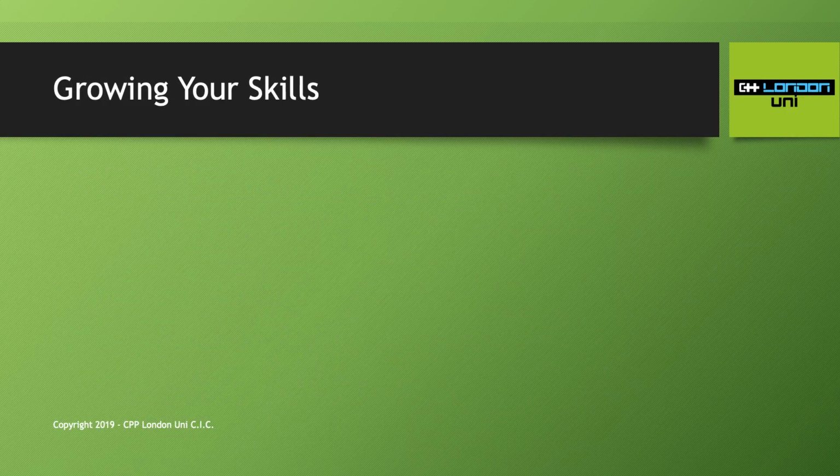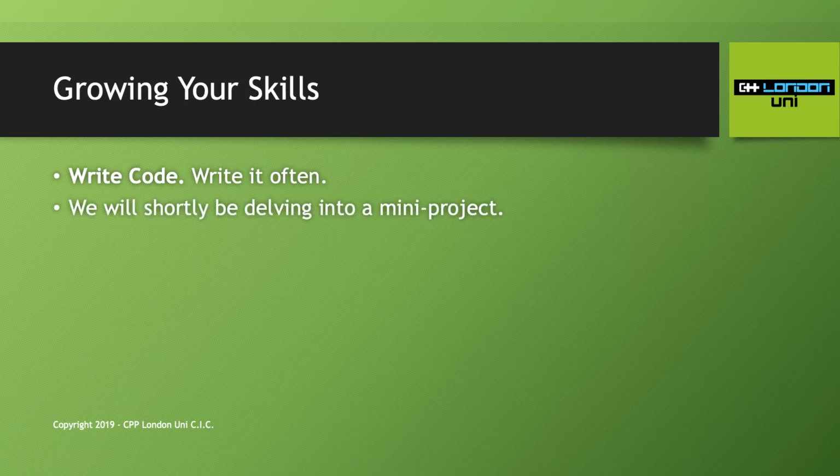So, growing your skills. A key point is write code and write it often. You can no more learn to code C++ or any other language than you can learn to play the violin by studying what material it's actually made out of. You need to write code in order to get good at producing code. So because of that, we will shortly be delving into a little mini project, which I've set up for you.